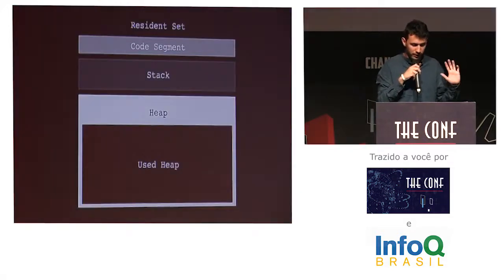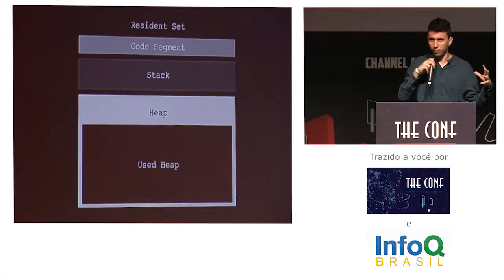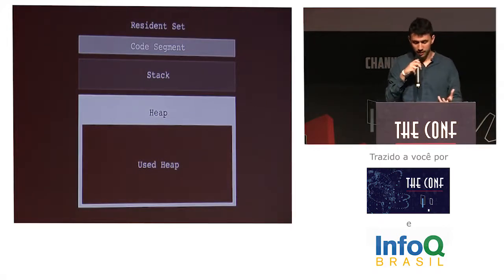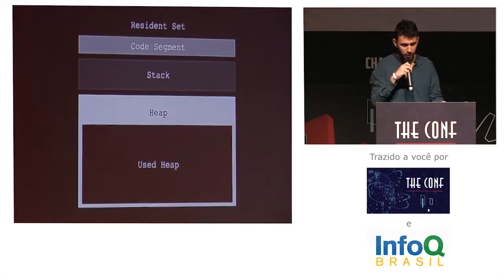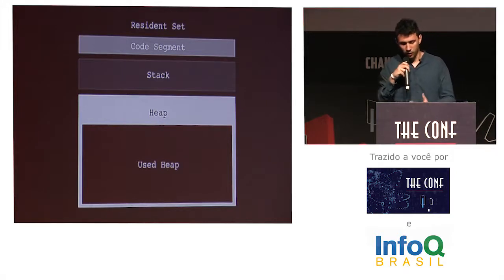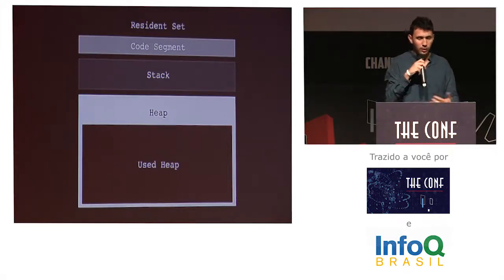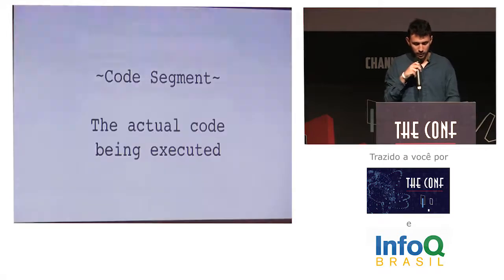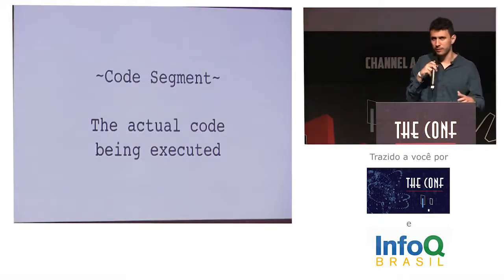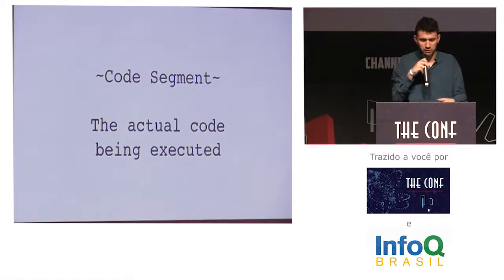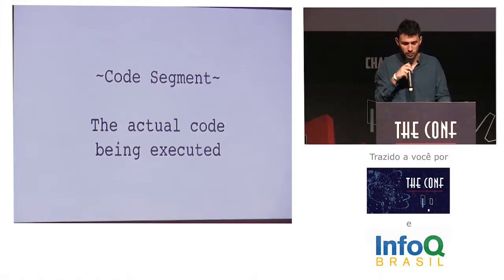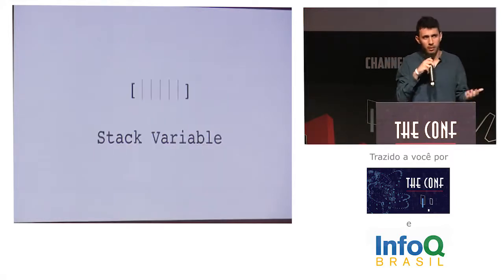So we have something like this in the resident set of Node.js. It's like code segment, stack, heap, and used heap. This is how the resident set looks on V8. I will explain each block, but we focus on the code segment for now. This means the actual code being executed.